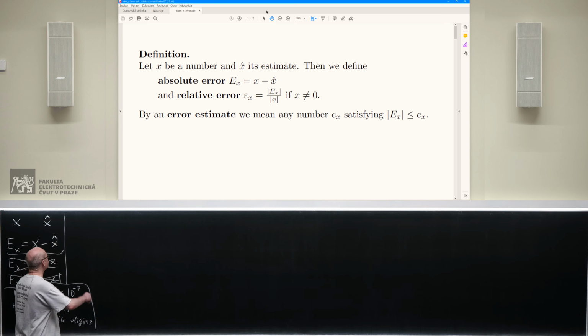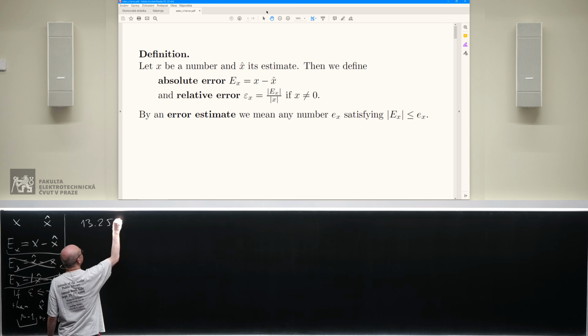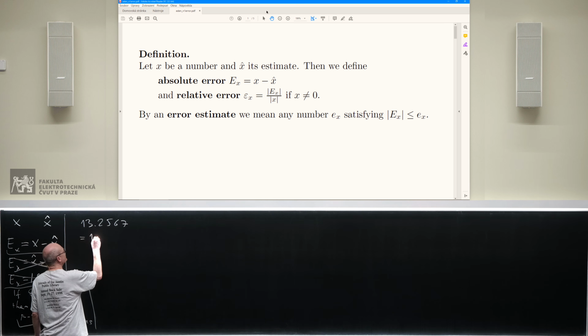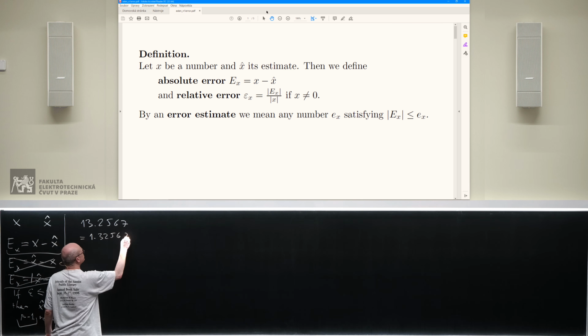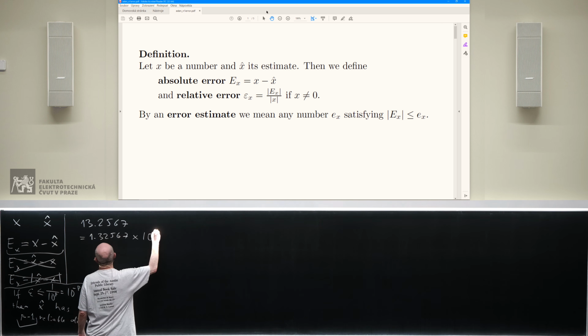Let's have a look at it. So I have a number, let's say 13.2567. And I want to store it in a computer. So typically, a computer would first fix the position of the decimal point. And there are actually 2 ways or 2 widespread possible positions for the decimal point. And for this course, I chose the one which is behind the first significant digit. So I would write it as 1.32567. And now I have to add times 10 to 1.